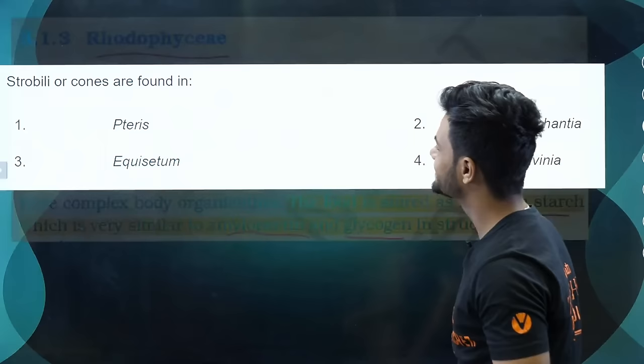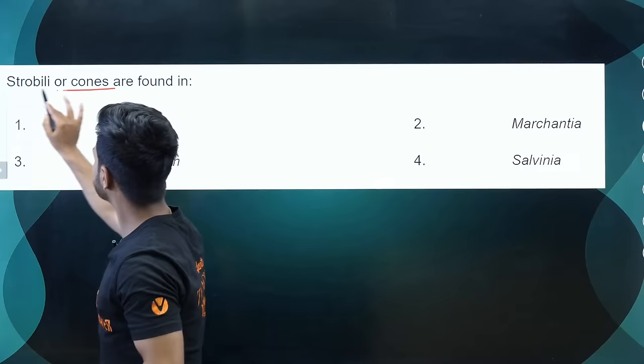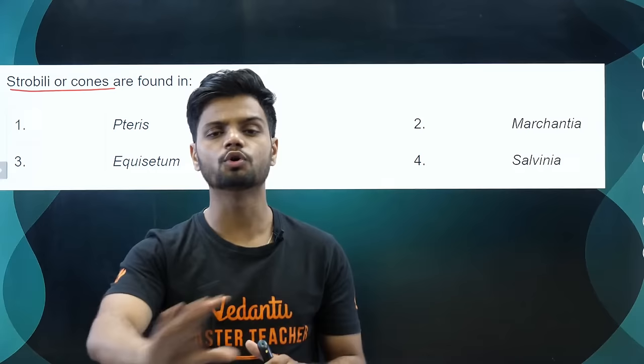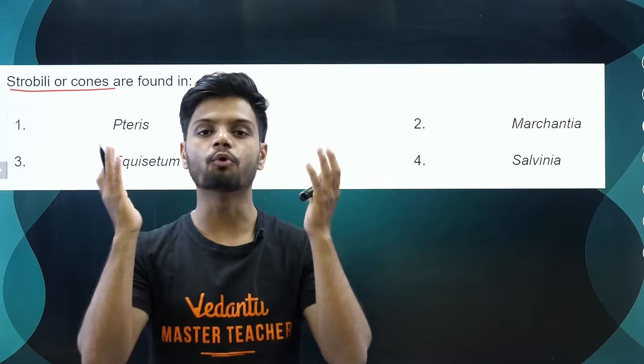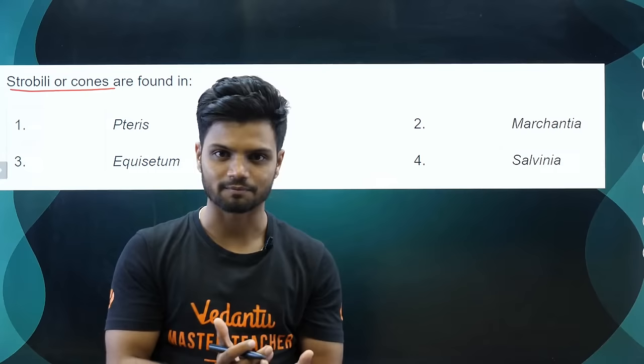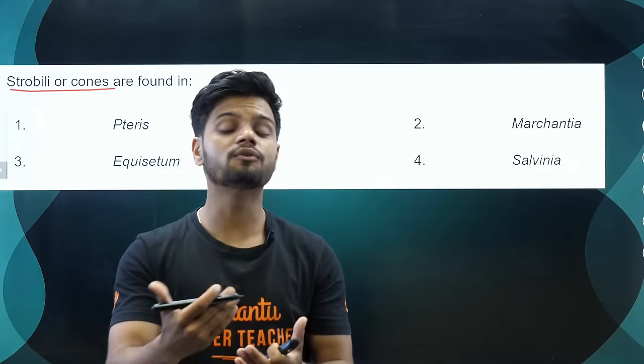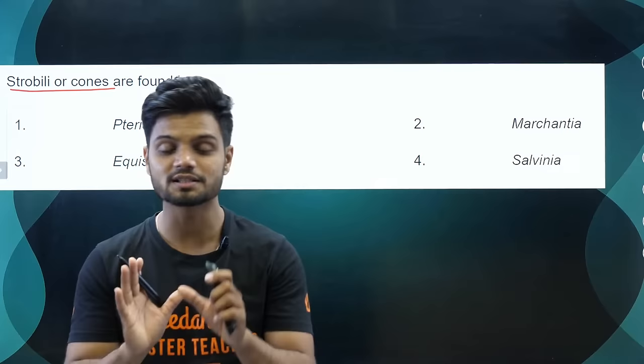Next question is here. Strobili or cone? All of us know strobili or cone. What is a strobili? Even if you don't know, I'll tell you. Strobili is basically a complete collection of sporophylls. When many sporophylls come together, we get a cone or strobili. Now, what is a sporophyll? Sporophyll is a fertile leaf. What is a fertile leaf? Leaf plus sporangia. That is a fertile leaf.